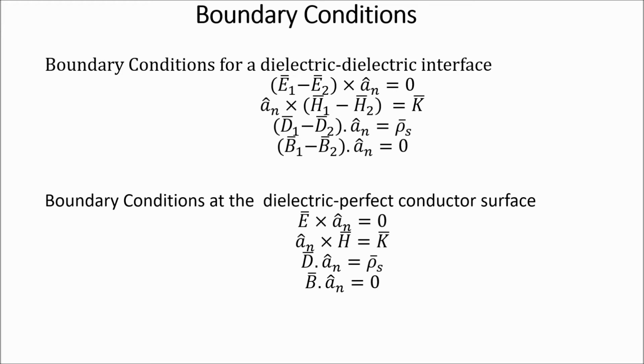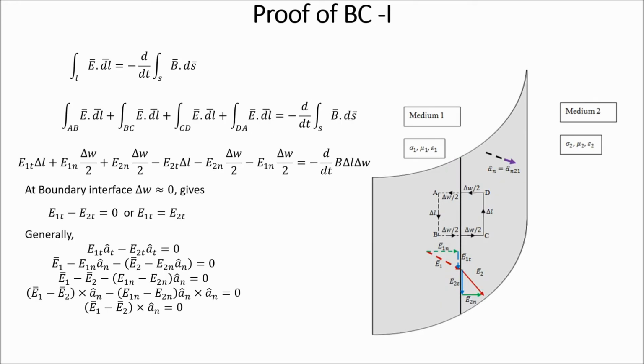So here we have the proof of the first boundary condition. As I said before, in medium 1, Maxwell's equation will hold. In medium 2, Maxwell's equation will also hold. So we will prove what the form of Maxwell's equation will be at the interface.